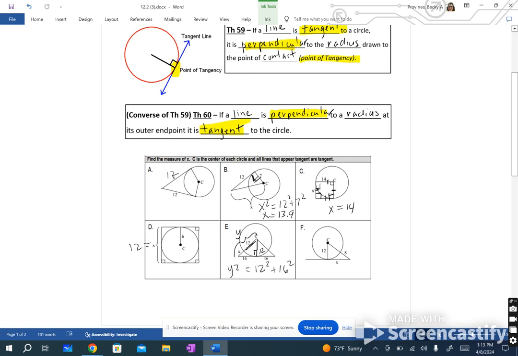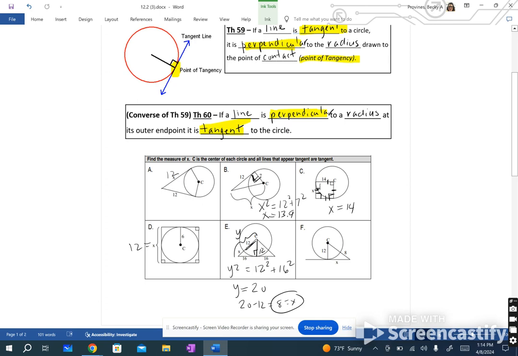So let's get your phone or your calculator back out. We have 12 squared plus 16 squared is 400. And the square root of 400 is 20. So what we're going to do now is take 20 minus 12. So we know x is 8.